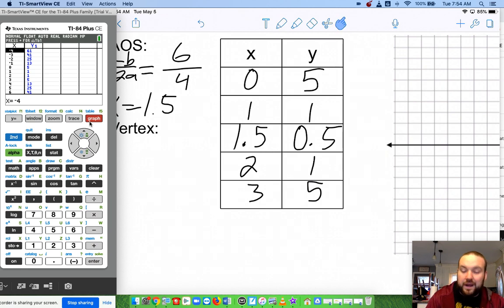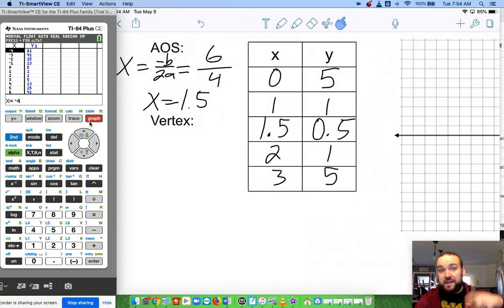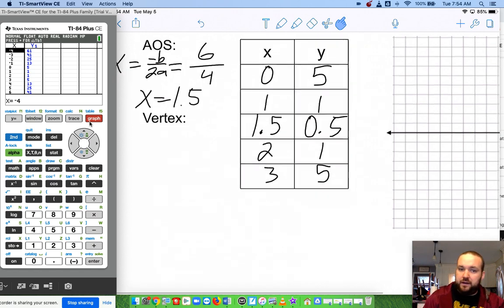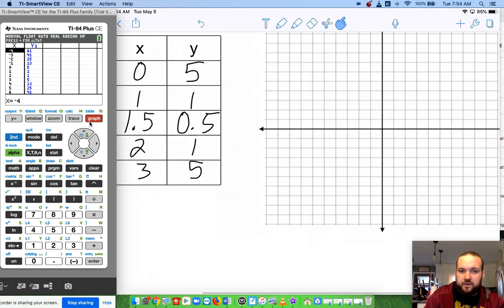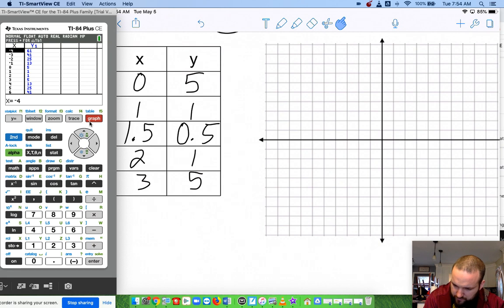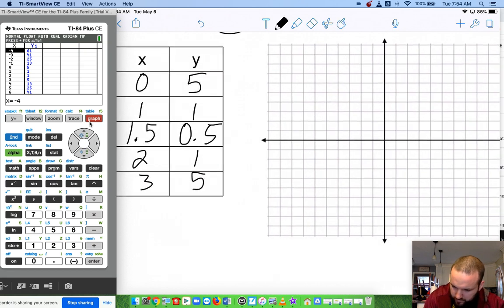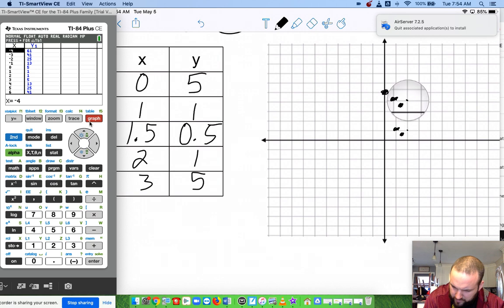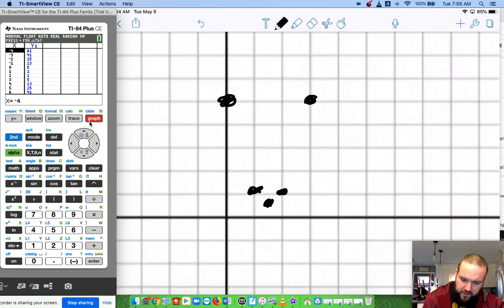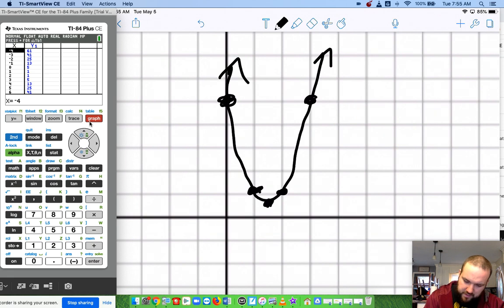And again, I know that I've done this correctly because I should see that repeating value on either side of the vertex. Okay, so I'm going to finish up by graphing this. 1, 2, 3, 4, 5. 1, 2, 3, 4, 5. 1 comma 1. 1.5 comma 0.5. So it's kind of like in the middle there. And then 2 comma 1 and 3 comma 5. So then I have a parabola that opens up and has a vertex that's a minimum.